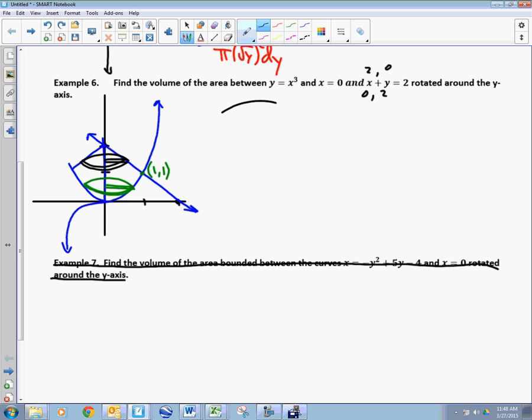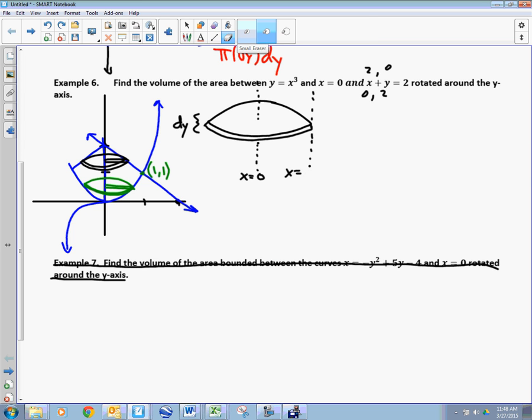The first one, I will do this disk, where the center is x equals 0. What is the thickness? dy. What makes the outside of the black one? X plus y equals 2, but it needs to be with the variable y. So therefore it's x equals 2 minus y. Very good.